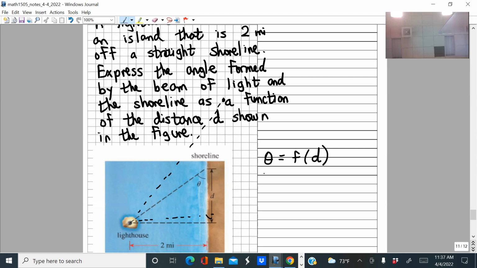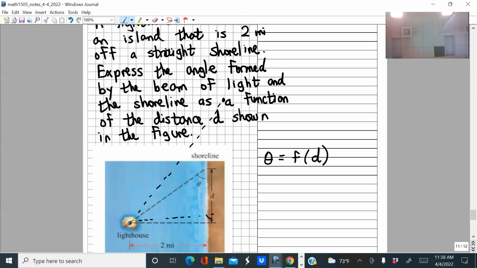So what I'm asked for is exactly what's expressed in this equation, right? Can I find a formula involving this variable d so that if I change d, I can compute this angle for different values of d? Well, let me show you how you can think about this.